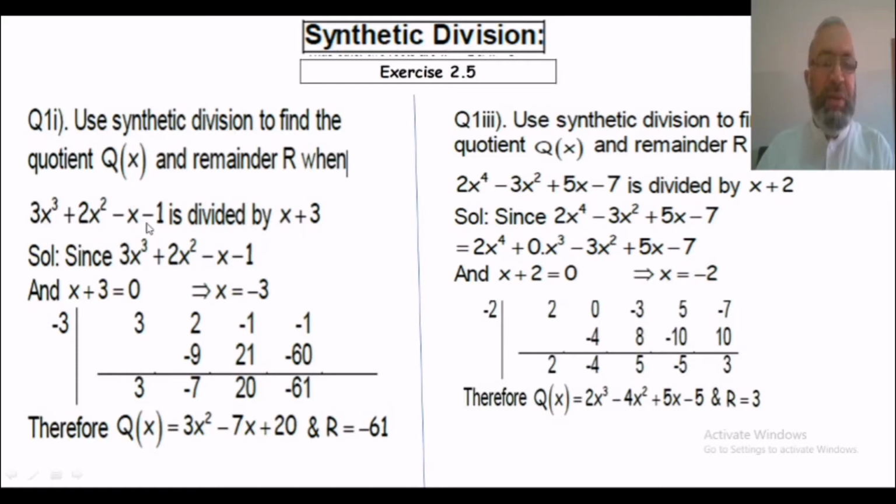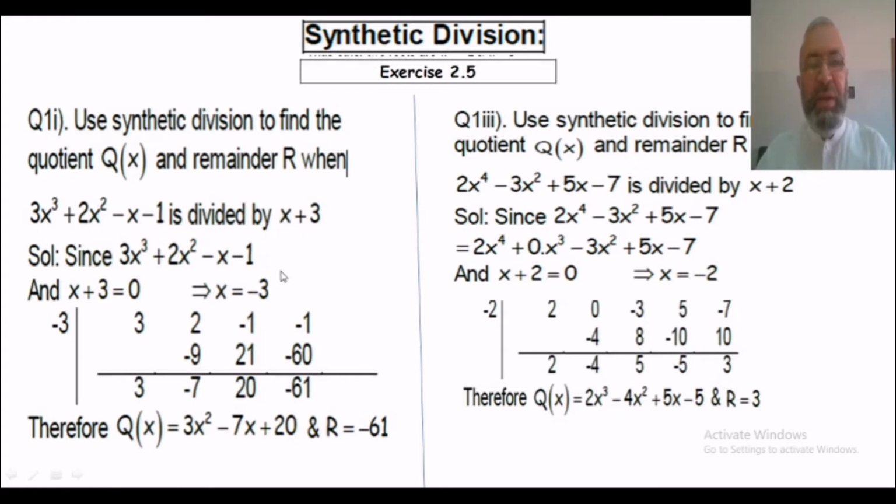First of all, write the equation in descending or ascending order. If any term is missing, for example here in the question 3x cubed plus 2x squared minus x minus 1, the equation given is in descending order and there is no missing term. If, for example, x squared is missing, we write 0 as the coefficient of x squared. Divided by x plus 3. If we divide by x plus 3 by long division, we get the same remainder that we get by synthetic division.